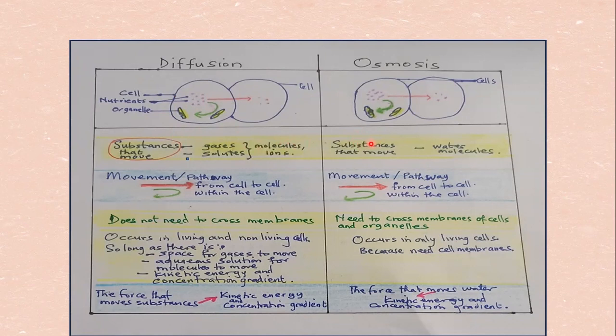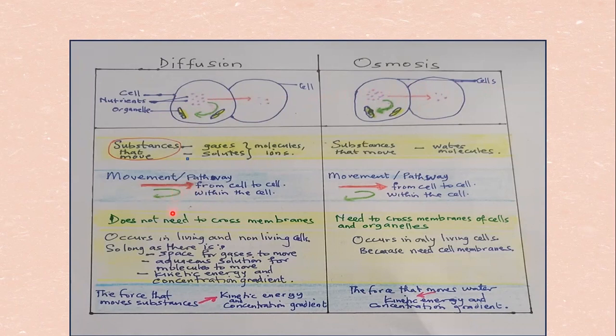Then we can also look at the two processes, looking at the pathway or the movement of substances. In diffusion, substances move from cell to cell. They move through the cell, right? The same thing happens in osmosis. Substances move from cell to cell, and substances move within the cell. We use red for substances moving from cell to cell, and substances moving within the cell as green.